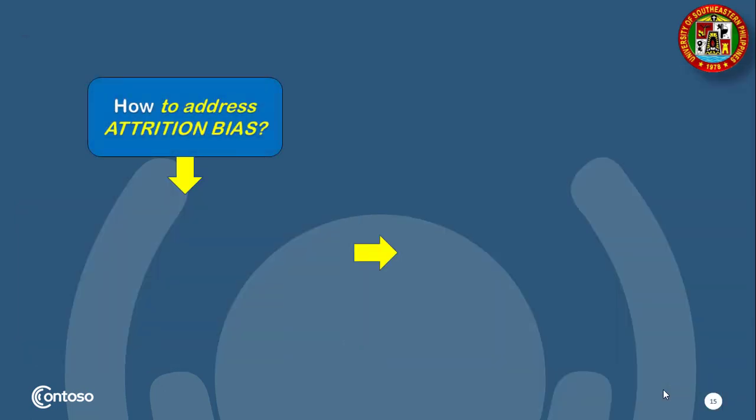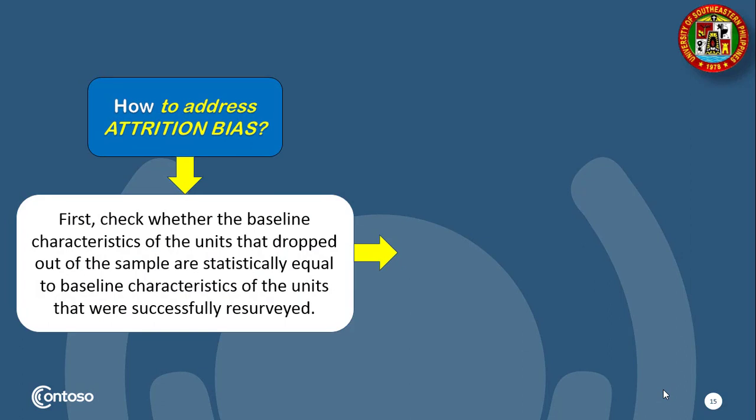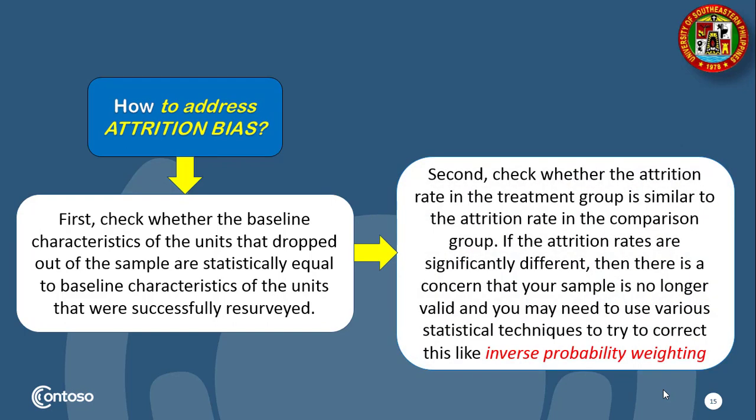How to address attrition bias? First, check whether the baseline characteristics of the units that drop out of the sample are statistically equal to baseline characteristics of the units that were successfully surveyed. As long as the baseline characteristics of both groups are not statistically different, your new sample should continue to represent the population of interest. Second, you need to check whether the attrition rate in the treatment group is similar to the attrition rate in the comparison group.